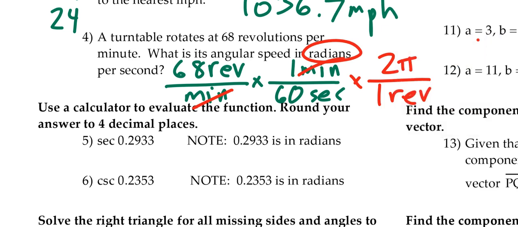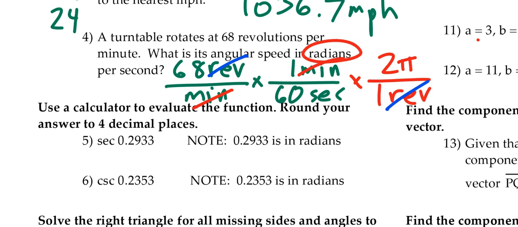Yes, that is always true. There's 1 revolution and 2 pi radians in every revolution. All right, so 68 times 2 pi all over 60 is what you're dealing with.